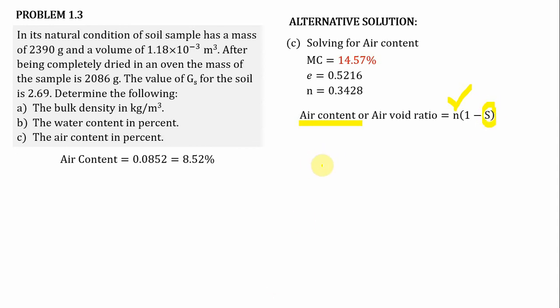So, from the relation Gs times w is equal to S times e, we have 2.69, this is the specific gravity of the soil particles. And then the moisture content, 0.1457, is equal to the degree of saturation times the void ratio, 0.5216. So, therefore, the degree of saturation is 0.714.